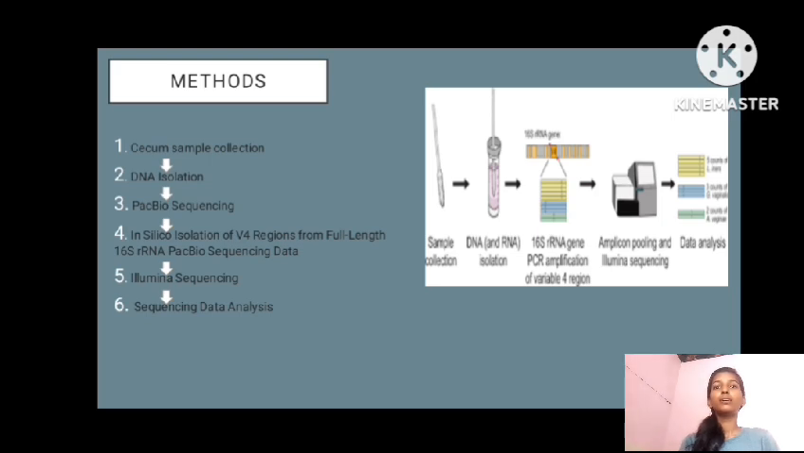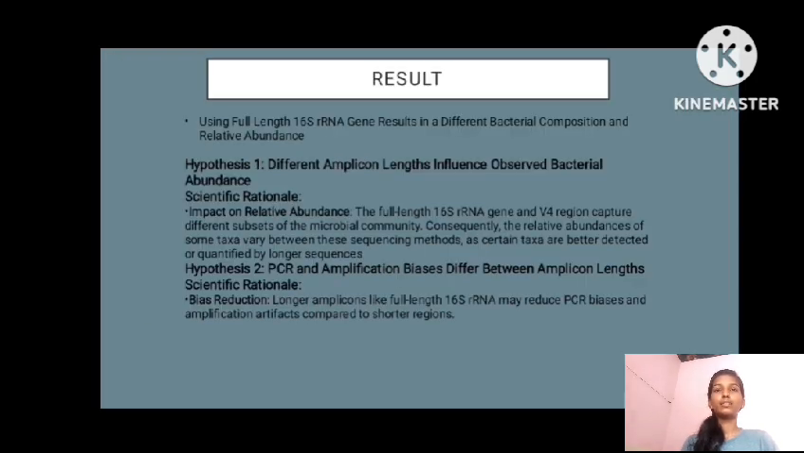The next is methods. Cecum samples are collected from the mice. Mice are fed a diet with and without inulin. Then DNA isolation is done and the 16S rRNA gene is amplified by PCR amplification. Then next is the results.